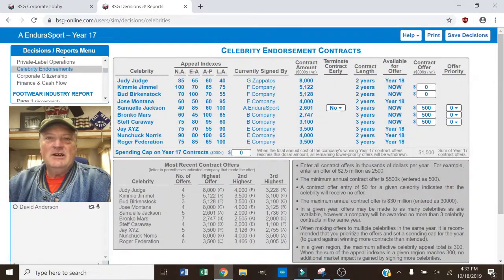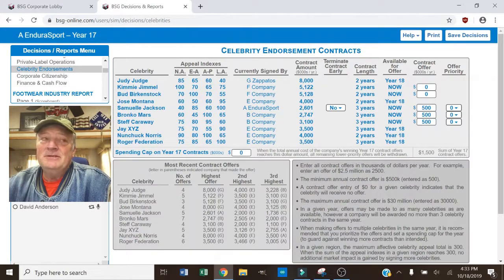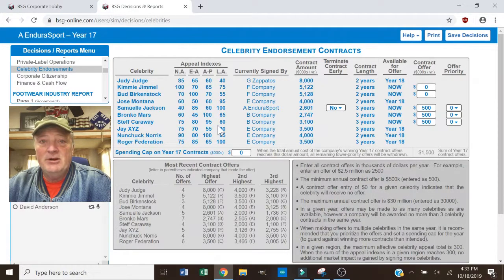Okay, lastly, I want to talk about the celebrity endorsements. These are seriously more important than really what you might imagine. These numbers here, as you know, you can have as many celebrities as you want to, but just keep in mind that in any one region, you can only have a maximum of 300 points. So if you gather up every single one of these and you go over 300 points, you're basically just wasting money.